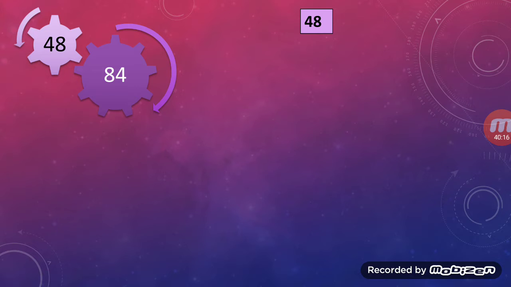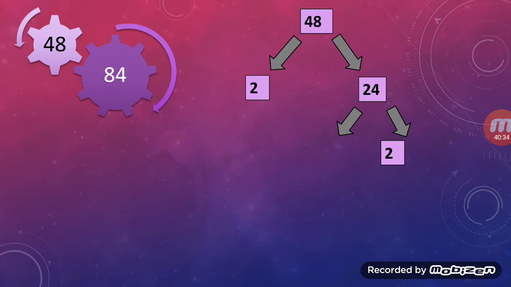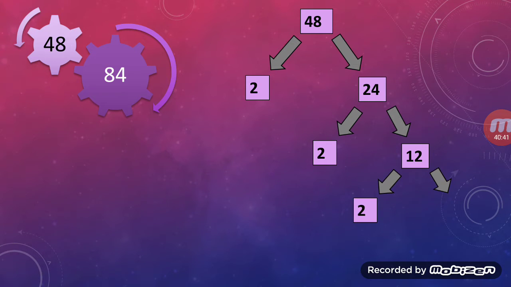So, this time we're going to use our tree diagrams that we discussed earlier. So starting off with 48, we bring down into 2 and 24. Now 2 is a prime number, so we're going to leave that alone, and we're going to break down 24 further into 2 and 12. Once again, 2 is prime, so it stays. 12 gets broken down further into 2 and 6. And finally, the 6 will be broken down into 2 and 3.